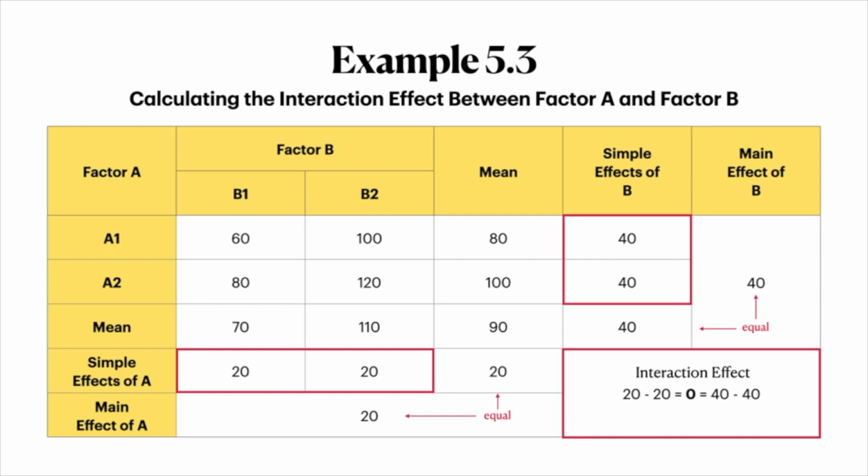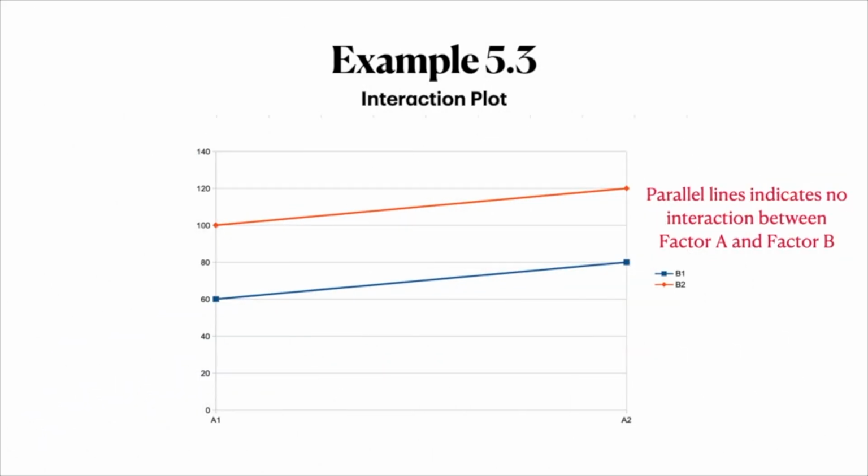So in this example, we have a situation where the two factors do not interact in terms of their impact or effect on the response. The interaction effect is 0. And this is easy to see if we look at the interaction plot.